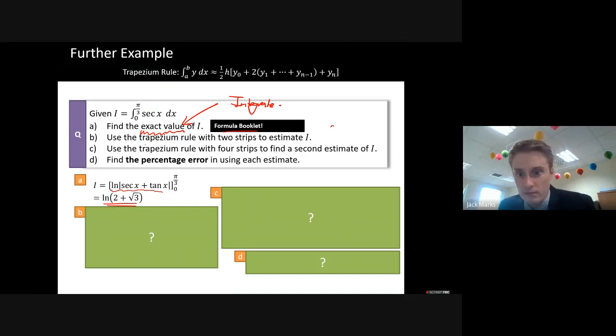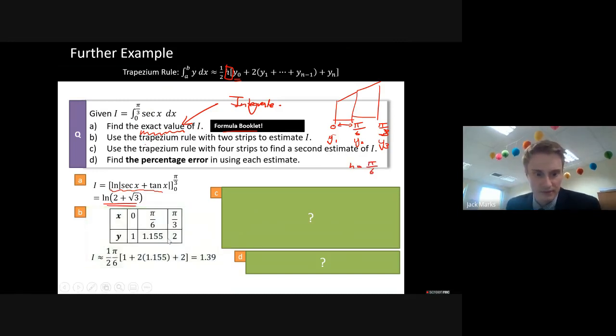So there's 0, there's pi over 3. Easier if you sort of draw this out. 2 strips. So we're going to have one piece like that and then one bit like that. So we need the middle, don't we? That's going to be, you could do half pi over 3, but that's the same as pi over 6. So this is like your y1 value or y0 if you prefer. Here we would say it's y0. That's the first value. This is the one in the middle that you're going to have twice. And this is the one at the end that you're going to have once. And you also need to know what the height is. So the height is going to be pi over 6.